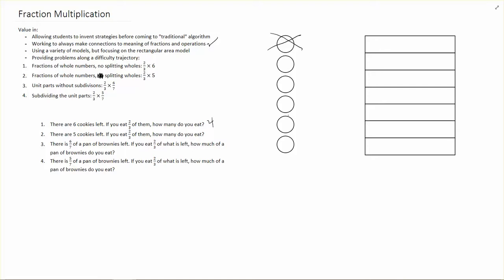But if I'm going to split 5 into thirds, I've got to think about how I can split these wholes up. You can see how this is more challenging of a task than if we did not have to split the wholes. How can we do this one? There are a couple ways to think about it, but one way to do it would be to take each of the cookies and split them into thirds.